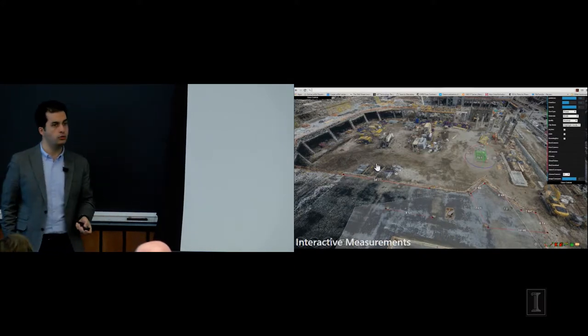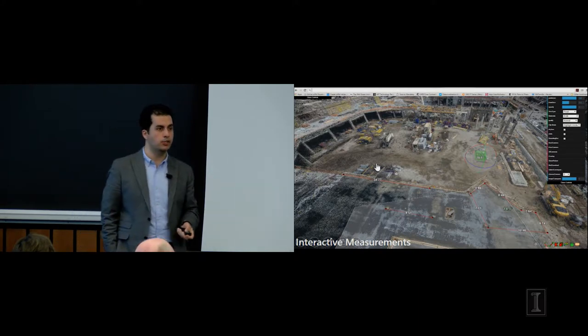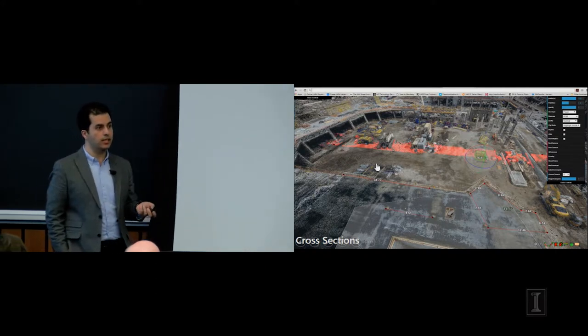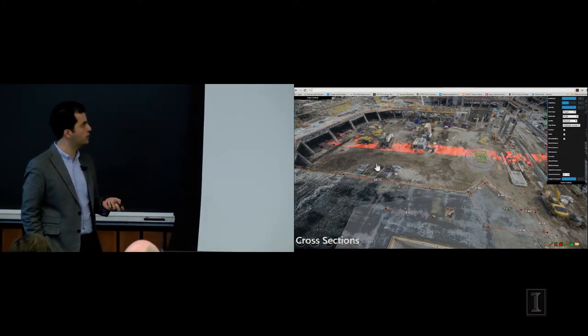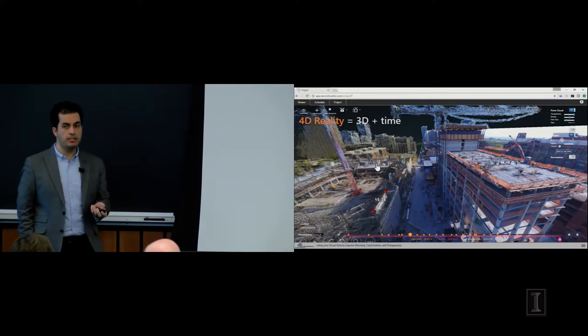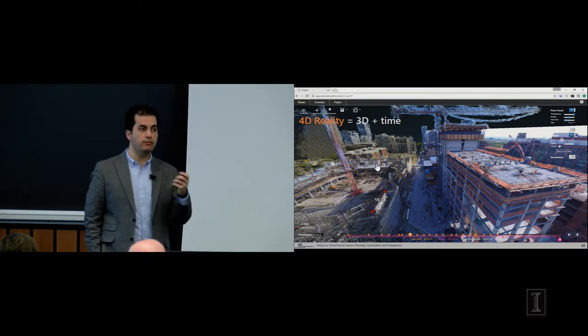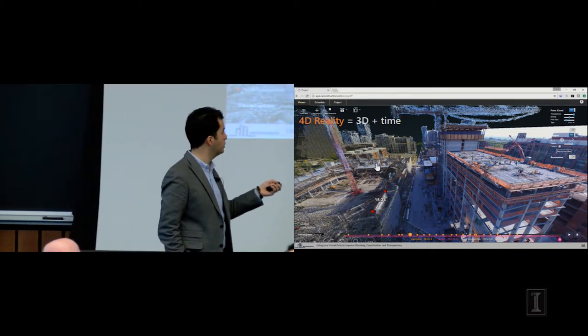And now you can start doing measurement. Without being on the job site, you can measure length, areas, and volumes. You can create cross sections, things that civil engineers and construction managers really want to understand when it comes to quality and safety. Now, we obviously wanted to do this over time. So we created a number of systems that, every time we fly, generate one model. It automatically brings these models into alignment.